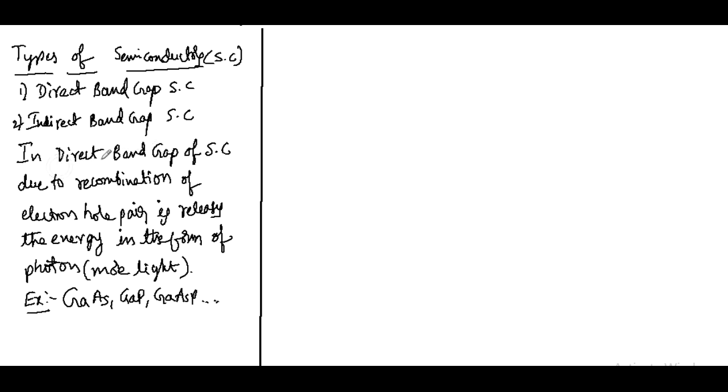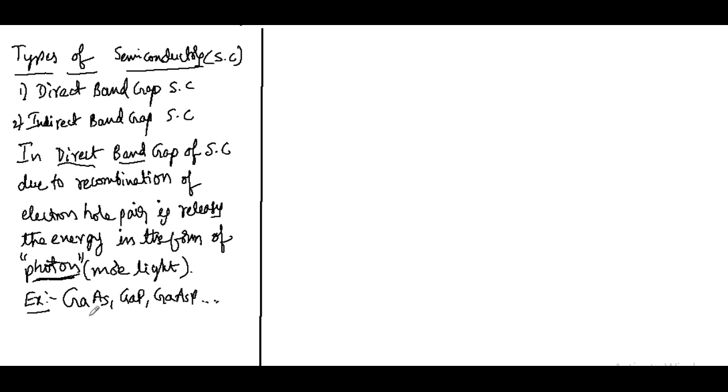The name explains it. After the recombination process, it releases the energy in the form of photons, in the form of light, right? So we can write like this: in direct band gap semiconductors, due to recombination of the electron hole pair, energy is released in the form of photons. This point is important. In this type of semiconductor, the energy released in the form of photons consists of more light. So these are called direct band gap semiconductors.